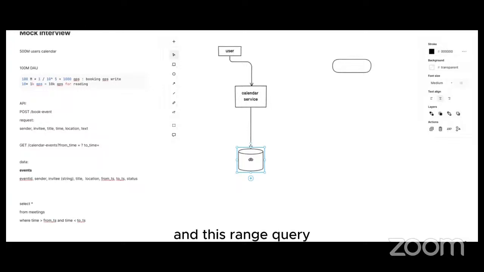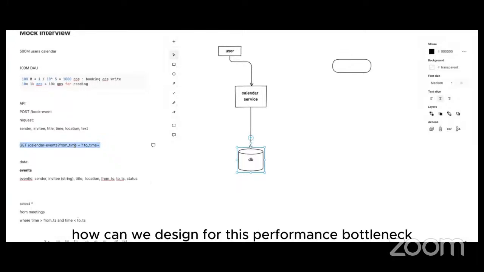And this range query, this 2-dimensional range query, is actually very difficult to implement in the server, even if we have one of them as the index. Even if both of them are indexed, we still need to perform 2 separate queries and aggregate the results, which can be very inefficient. And on the other hand, this kind of query is very frequently performed by the user. So let's see how we can design for this performance bottleneck.